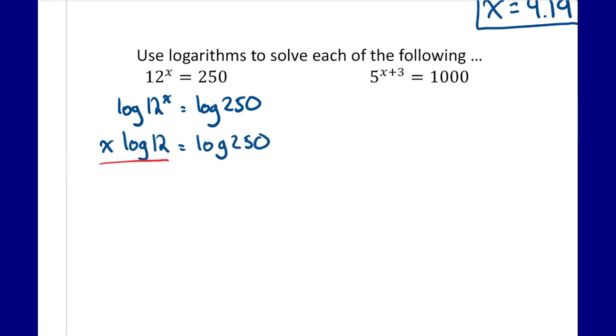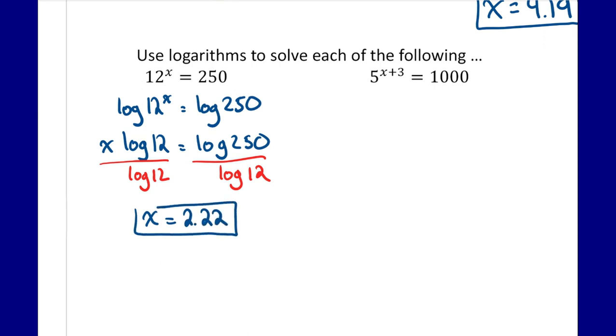I'm going to divide both sides by log 12 because that is just a number. So I'm going to treat it as such. X will then equal log 250 divided by log 12, which we get is 2.22. Which would be our final answer. So 12 to the power of 2.22 would give us 250. Again, approximately, depending on how much we rounded our answer.